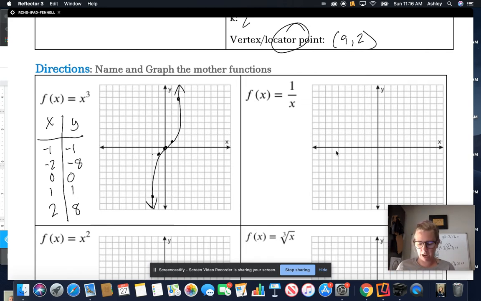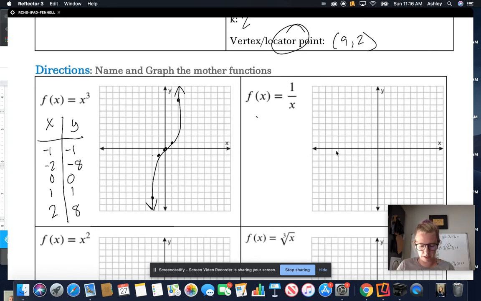All right, a rational function. So now we're going to do the exact same thing for my rational function. So negative 2, negative 1, 0, 1, and 2.